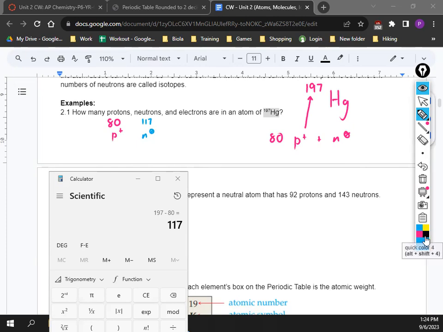And then lastly, for the electrons, if you notice, there's nothing up here. This right here tells you the charge. We didn't really talk about that yet, but hopefully you learned that in your other classes. If there's nothing here, that means the charge is neutral. It's 0. And so if there's nothing here, that means you have the same number of electrons as you do protons. Okay, and that's it.